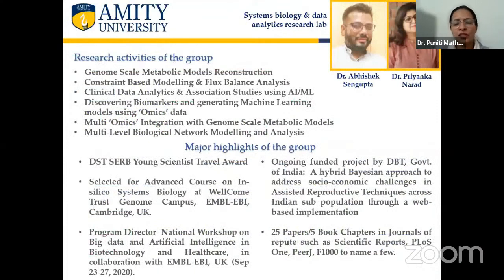So these are other faculty members, Dr. Abhishek and Dr. Priyanka. They're doing a lot of work on metabolic model reconstruction. They are doing clinical data analytics and association using AI and ML. They also are doing multi-omics integration. Abhishek is very good at mathematical modeling. So that's how you see that we are looking at different areas of bioinformatics and we complement each other.